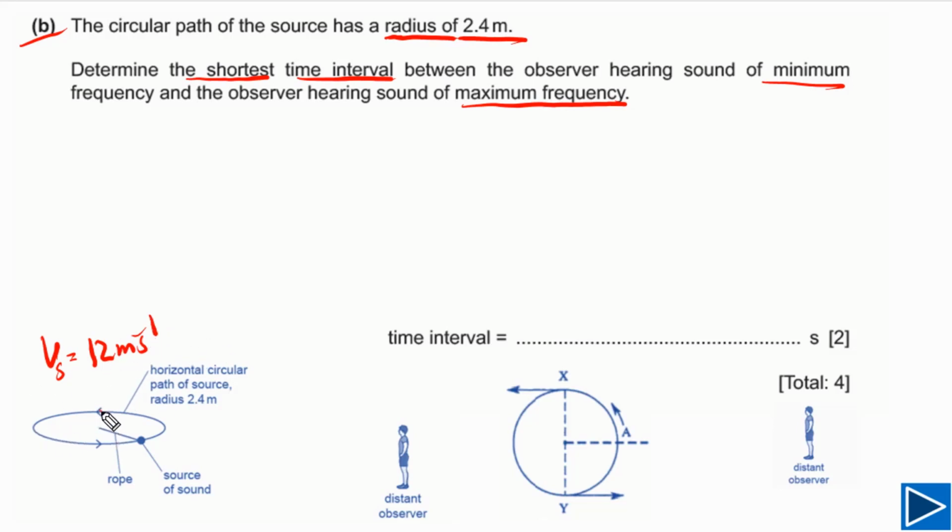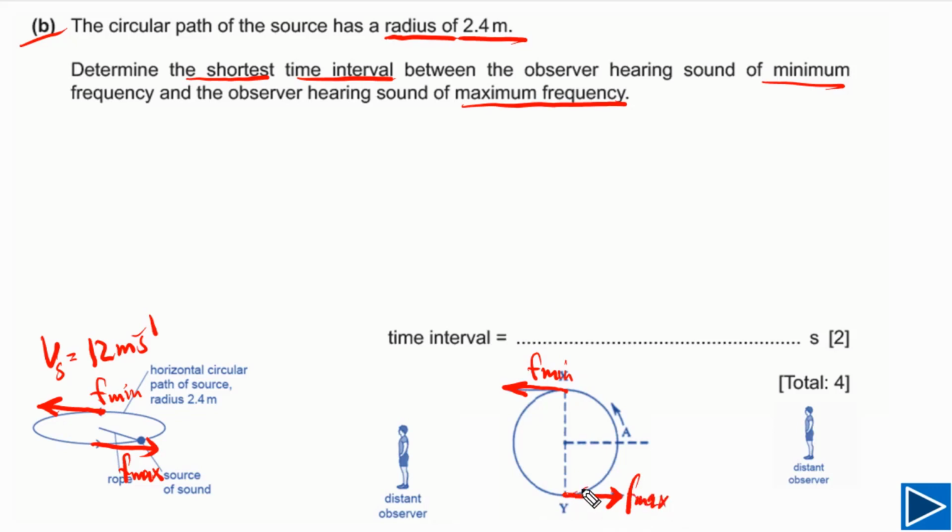Let's try to understand when the frequency is minimum. Frequency is minimum when the source is directly moving away from the listener, so we can say frequency will be minimum at this point, and frequency will be maximum when the source is moving directly towards the listener. You can also look at this diagram. When the source is moving directly away, frequency will be minimum, and when the source is moving directly towards the observer, meaning towards the listener, frequency will be maximum.